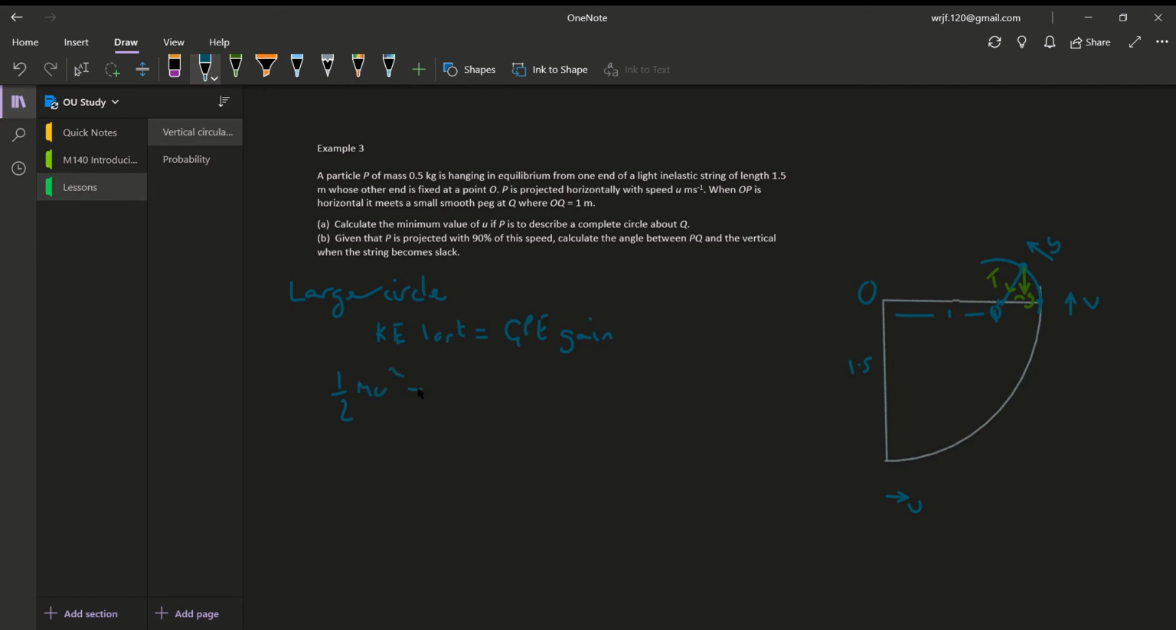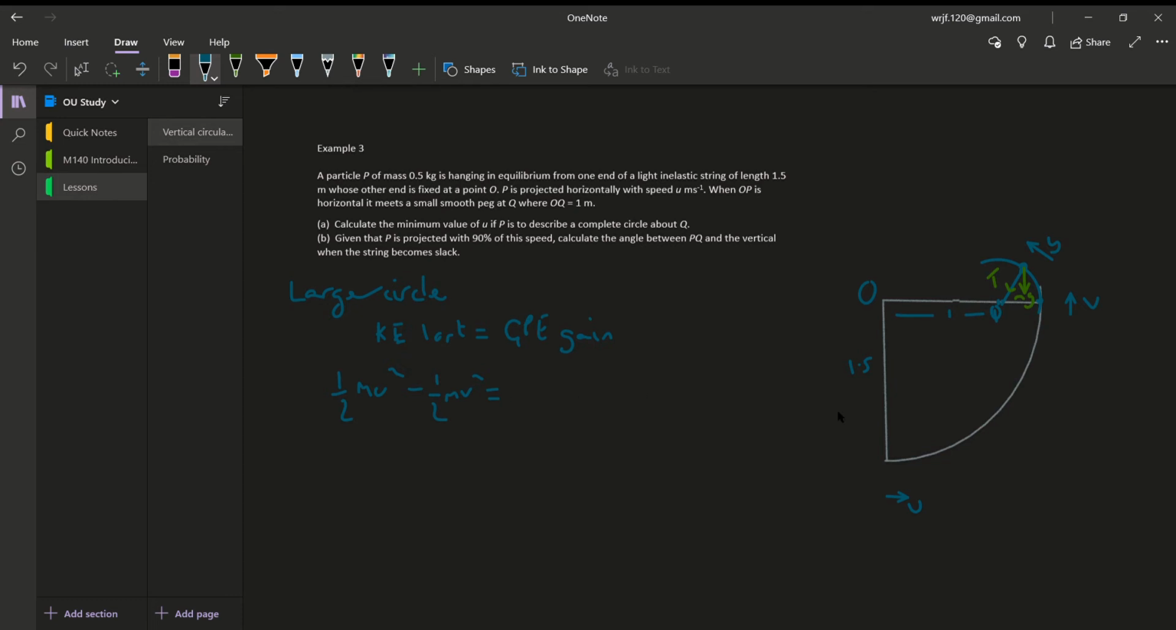And by the time we get up to the horizontal position, we'll have a speed of v. So our kinetic energy is going to be half m v squared. So the difference between those two tells me what the loss in kinetic energy is, and that's going to be balanced by a gain in gravitational potential energy.